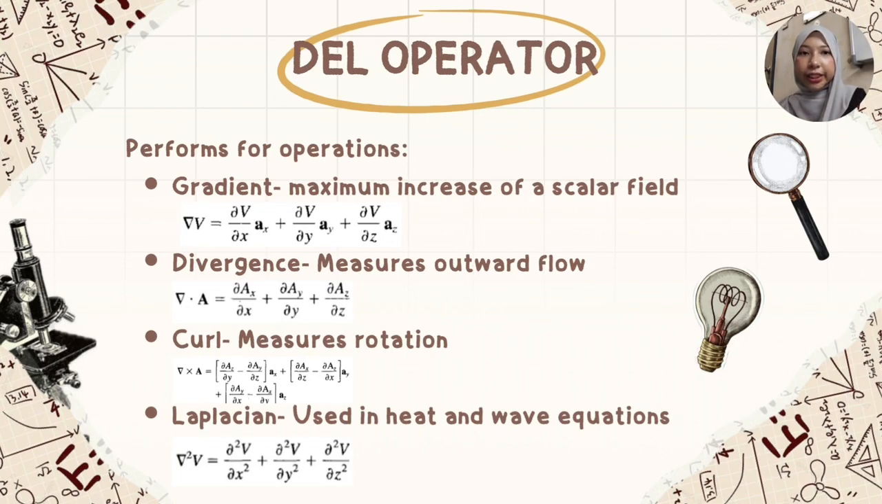The third operation is curl, written as del cross A. It measures the rotation or circulation of a vector field. If the curl is zero, the field is called an irrotational field. And the last one is Laplacian, written as del squared V. It is used in many engineering and physics problems, including heat transfer, wave propagation, and electrostatics.